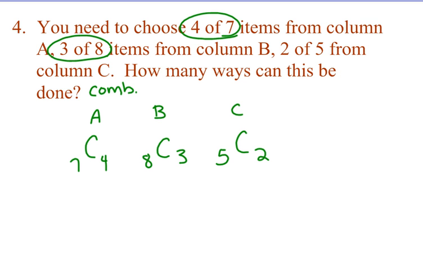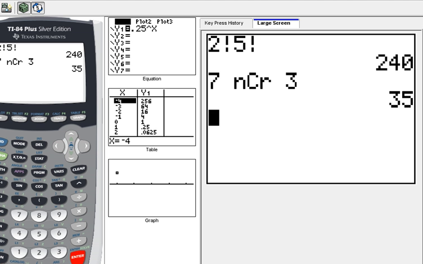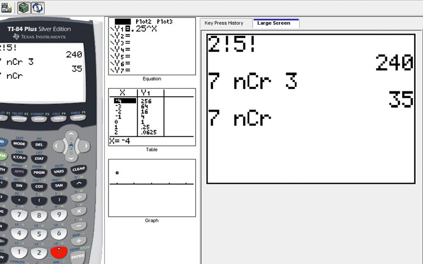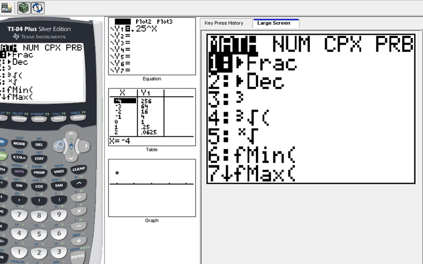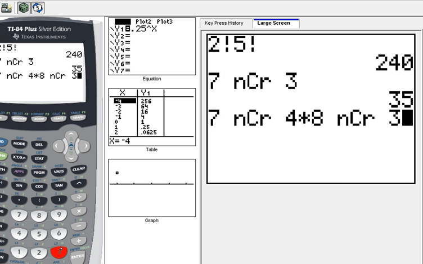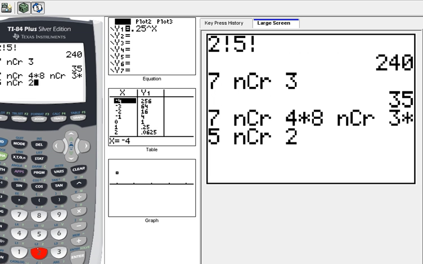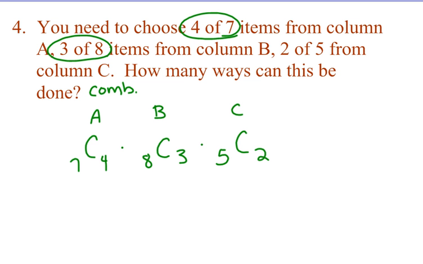So to do this, you actually multiply each number of options for each column. So on my calculator, I'm going to go in and I'm going to say, okay, 7C4 times 8C3 times 5C2. So I put all those in, and I get 19,600 choices. So that's all the different ways I could make those combinations. I have 19,600.